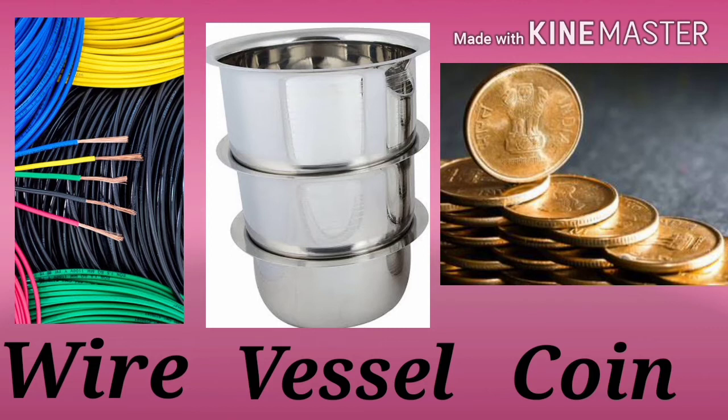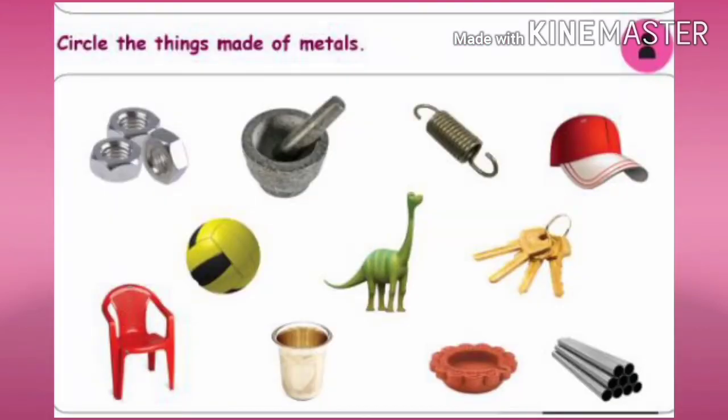So how many examples have we seen, children? Ring, tap, car, wire, vessel, coin, etc. Children, in this activity, we have to circle the things made of metals.